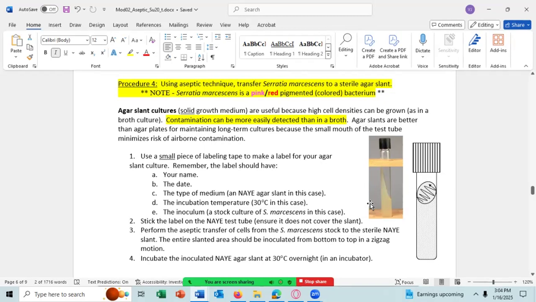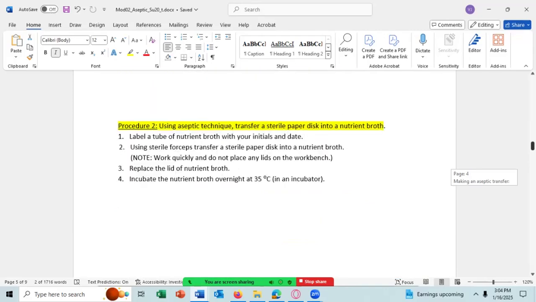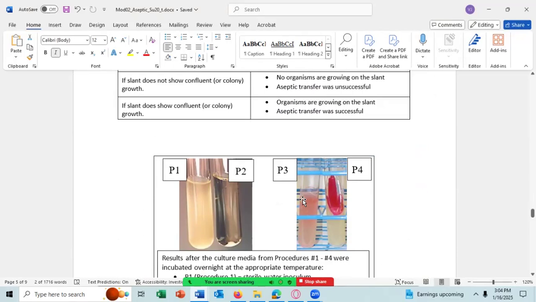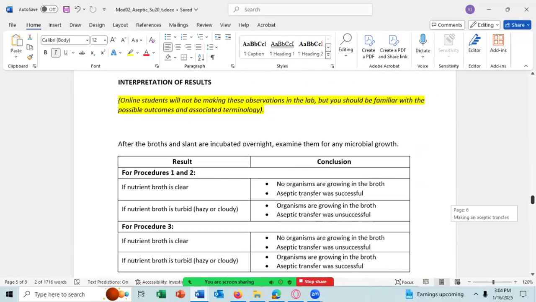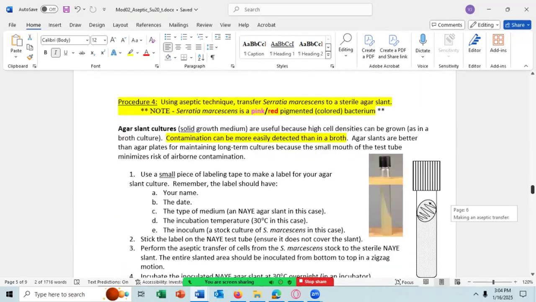In a liquid culture, all the cells will mix together, and if you had minor contamination in this tube, let me see if I can show you the picture. If there's minor contamination in the tube it will still appear pink, so you cannot see minor contamination. You would have to see major contamination before the color would not be pink or some other color. All right, any question about procedure 4?